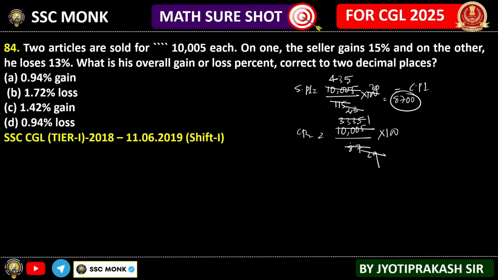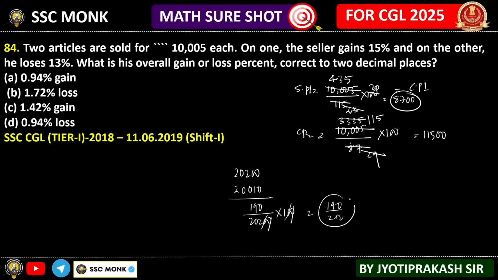29 ones are 29, 29 threes are 87, 29 fives are 145. So the cost price of the second item was 11,500. Now the total cost price is 11,500 plus 8,700, that is equal to 20,200. Total selling price is 20,010 rupees. Total loss is 190 on 20,200 multiplied by 100. Zeros gone. So 190 by 202 is equal to a loss of around 0.94.